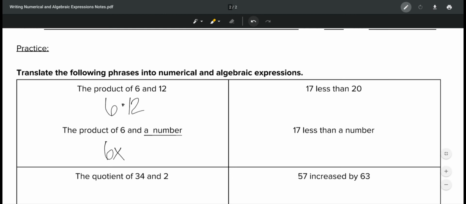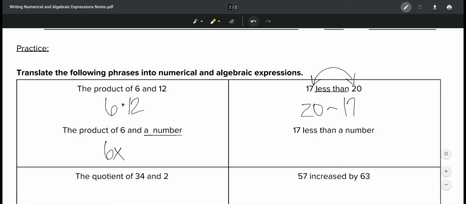This says 17 less than 20. Remember, this less than was one of the phrases where I've got to flip my order around. That means the 20 is going to go first. Less than tells me to subtract, and 17 will go second. So that would be 20 minus 17. Same idea with the next one.